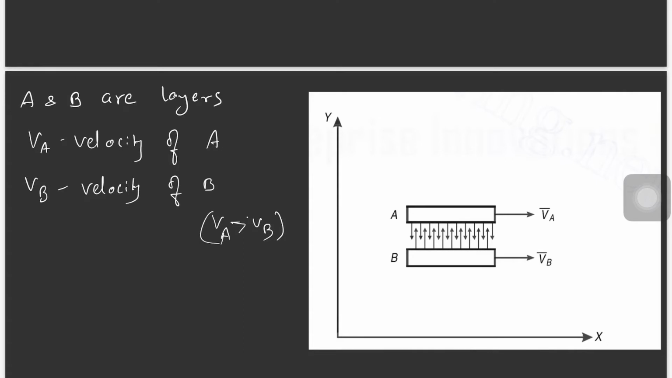Similarly here, the relative velocity can be written as VA minus VB. We will take this value as Vx, that is, in the horizontal direction the relative velocity of VA with respect to VB is Vx.